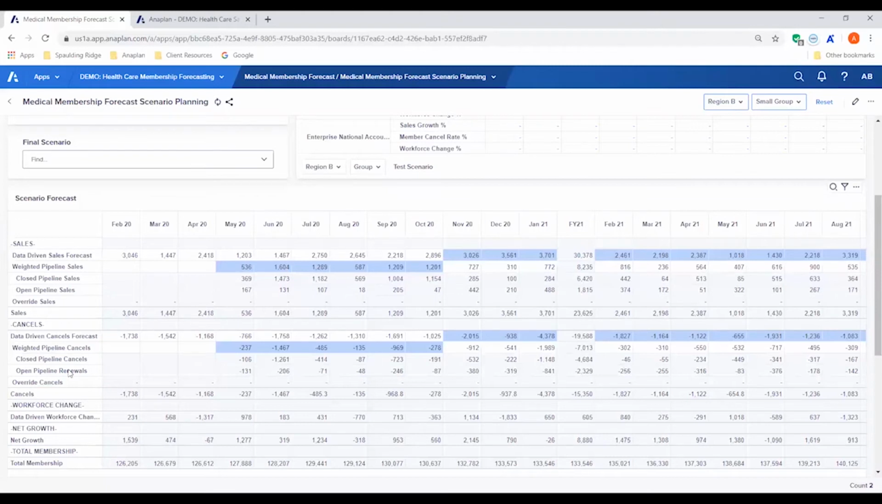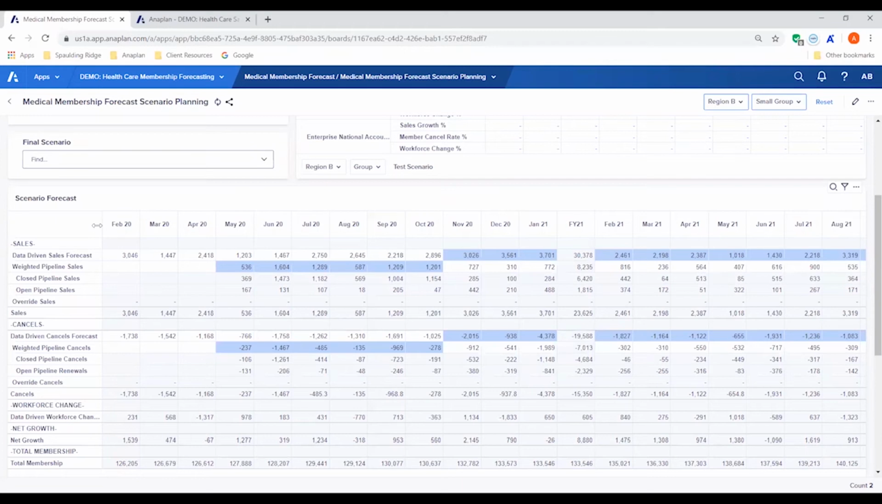Any other remaining open renewal opportunities that are still up for renewal, but we don't know if they have closed and won or lost the opportunity. So this would represent those remaining open renewals, and we would multiply that by our historical retention rate to know how many members we expect to stay versus leave the organization. So those two will aggregate up to our weighted pipeline cancels.